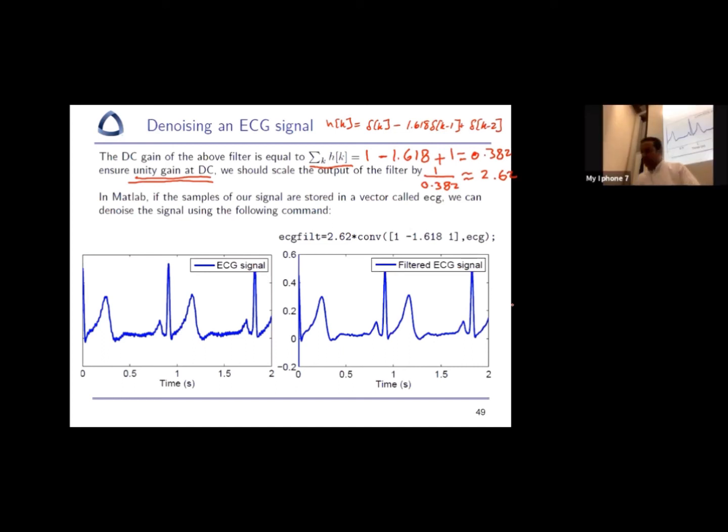So this is the signal. It was at about 0.6. This is the original one. This is the filtered one.